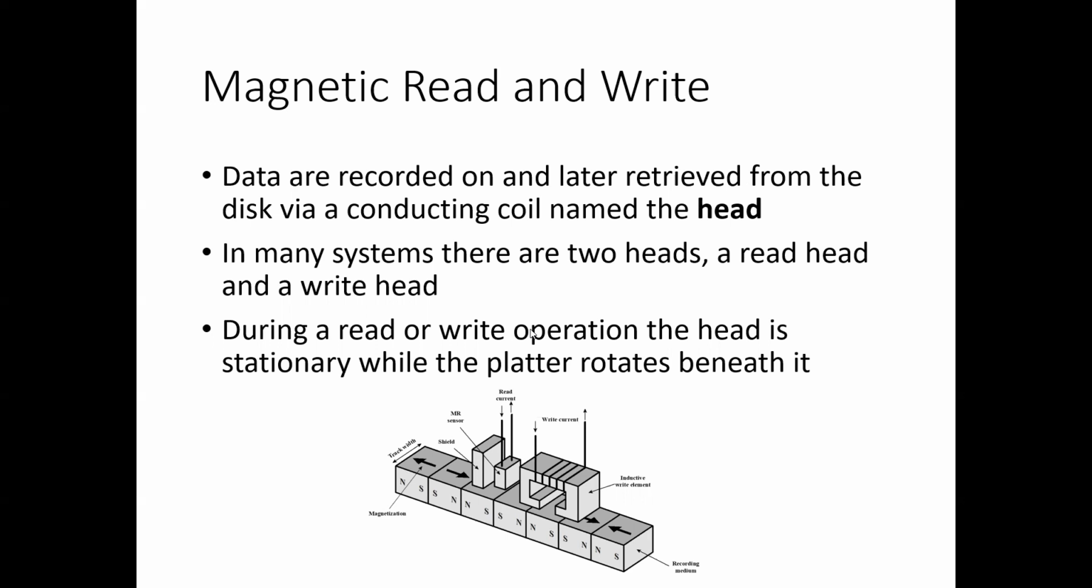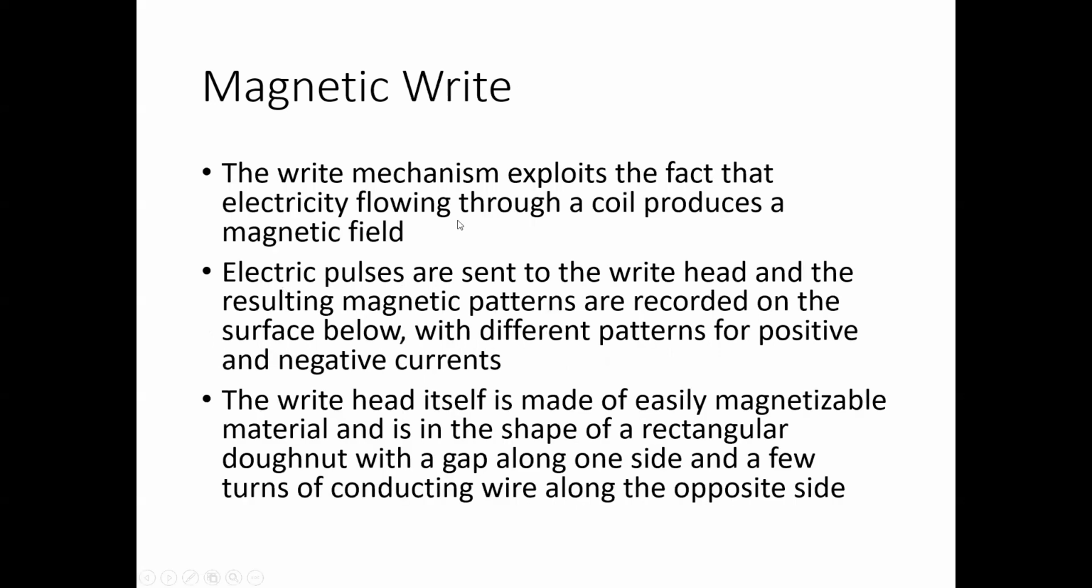And during a read or write operation, the head stays stationary while the platter rotates beneath it, much like a vinyl record. The write mechanism exploits the fact that electricity flowing through a coil produces a magnetic field. These electric pulses are sent to the write head, and the resulting magnetic patterns get recorded onto the disk surface. And there are different patterns, of course, for positive and negative currents, because we're going to have to read those back off.